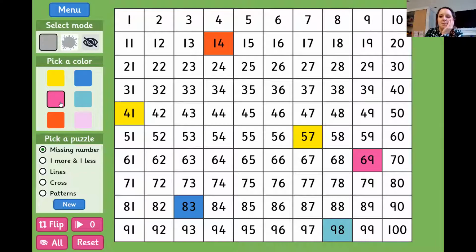Okay, I would like you to find me another number. I would like you to find me 19. 19. Back to those teen numbers. Where was the 19? Hope you found it quite quickly. It's there, 19. Brilliant.